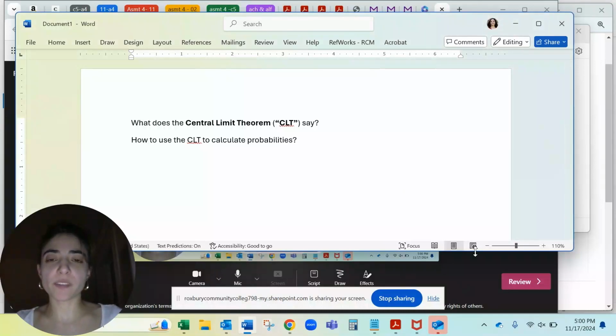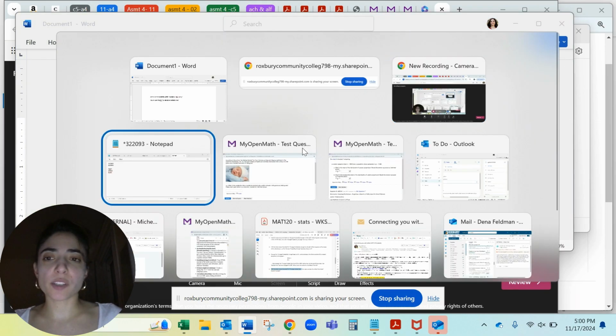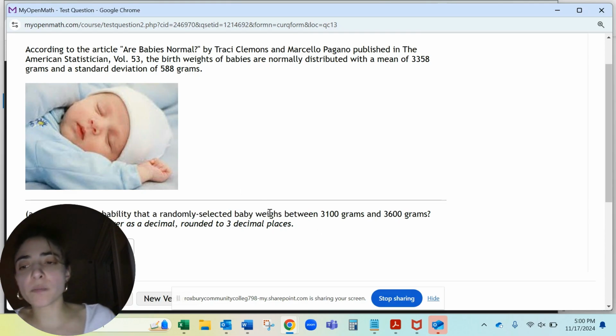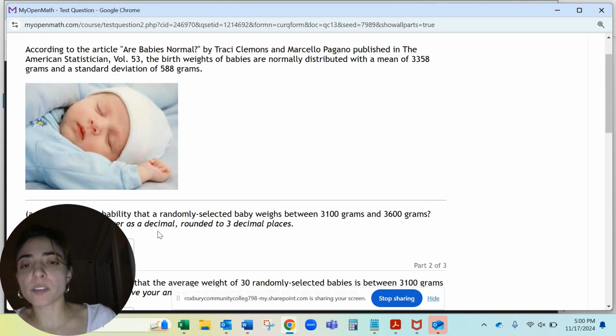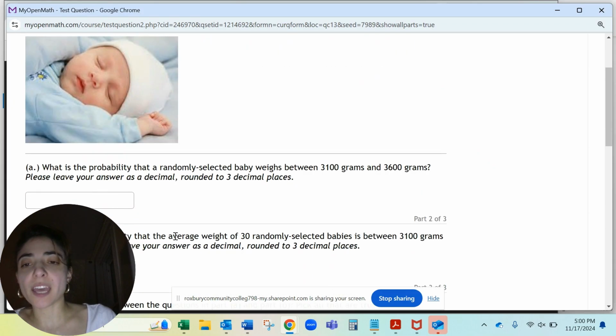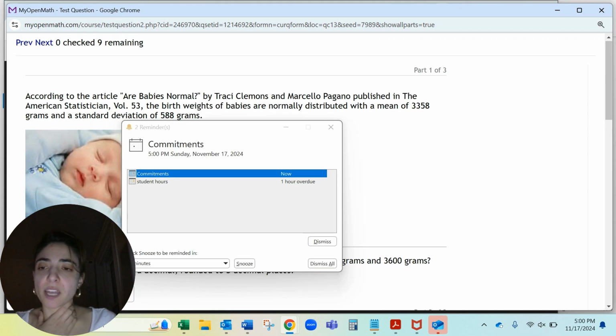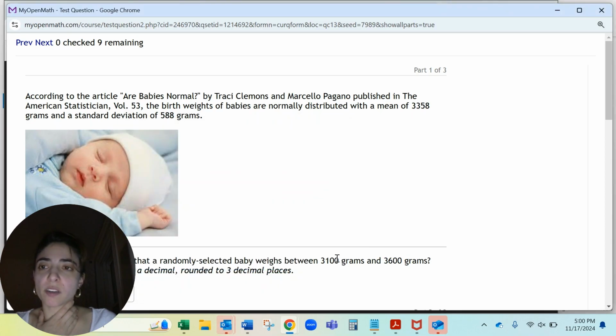Hello. The purpose of this video is to help describe not only what the central limit theorem says, but also how to use the central limit theorem to calculate probabilities, such as the probabilities in this question. What is the probability of seeing not just a certain baby, but also what is the probability of seeing an average from a sample? So I will start by reading the question and then answering these questions.